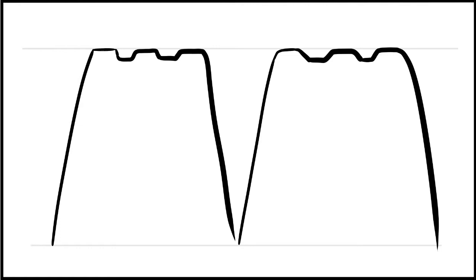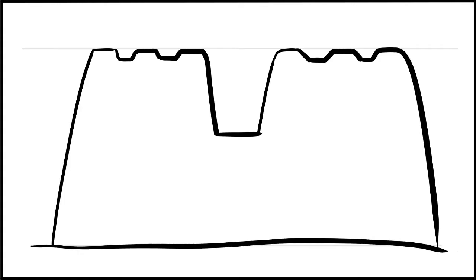Next, just erase this bit in the middle, and then draw a straight line going across. And right at the bottom, just draw a wavy line going across, just to show that it's on sand. Now that's the basic shape of the castle done.